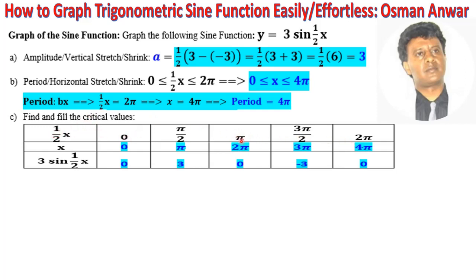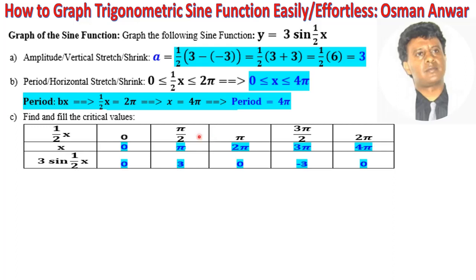Okay? Then to find the value of x, one way is to multiply the top by 2. So half x times 2 is just x. Then 0 times 2 is 0. Pi over 2 times 2 is pi. Pi times 2 is 2 pi. 3 pi over 2 times 2 is 3 pi. 2 pi times 2 is 4 pi.